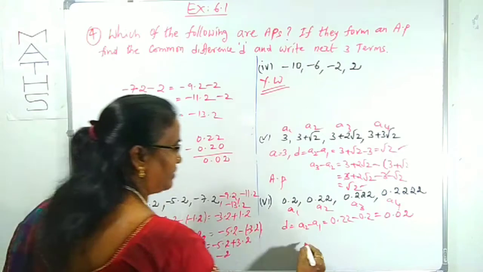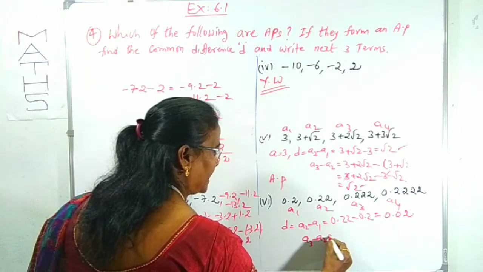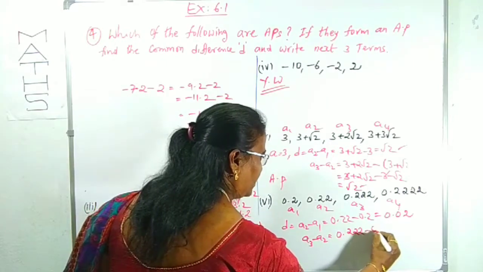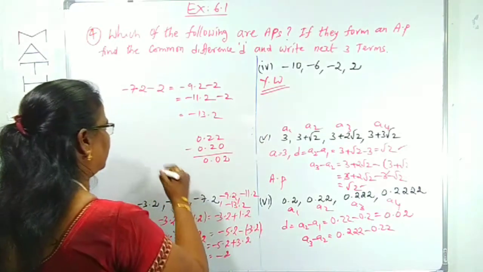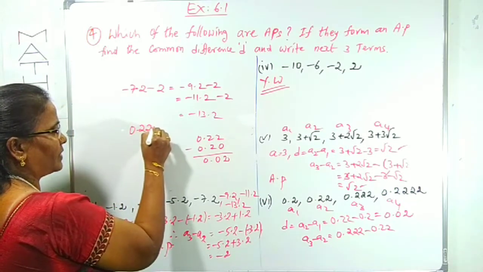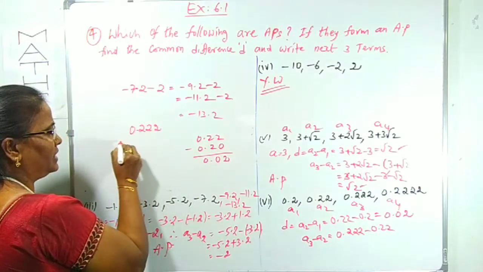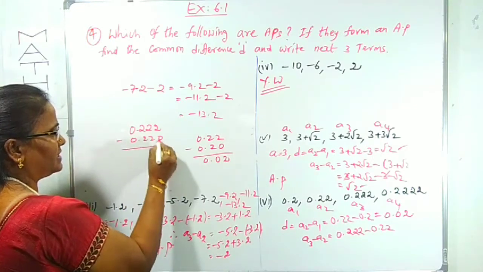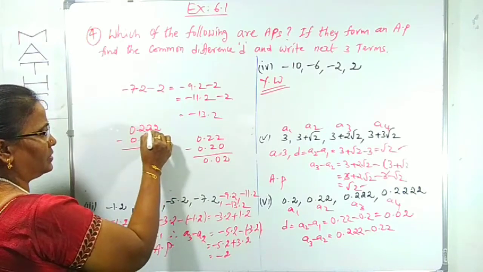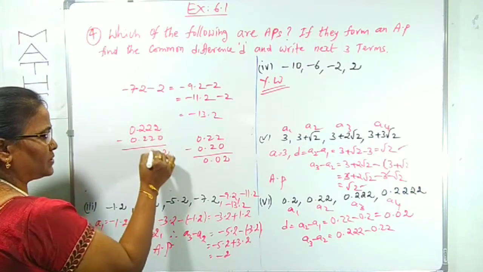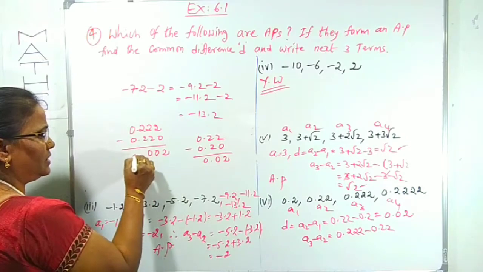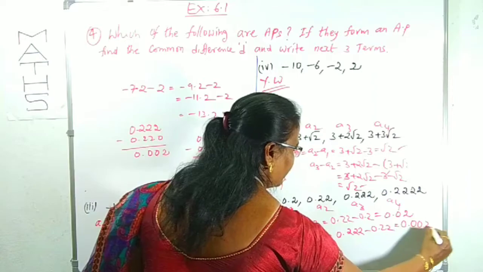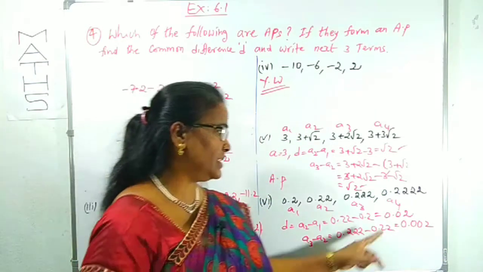Next A3 minus A2. A3 is 0.222 with minus 0.22. 0 we can add last. 2 minus 0 is 2. 2 minus 2 is 0. 2 minus 2 is 0. Here 0 point. What you got here? 0.002 we got. Here we got 0.02.